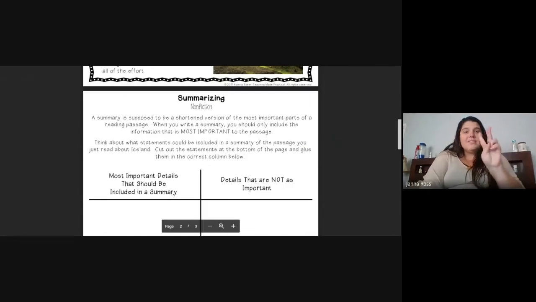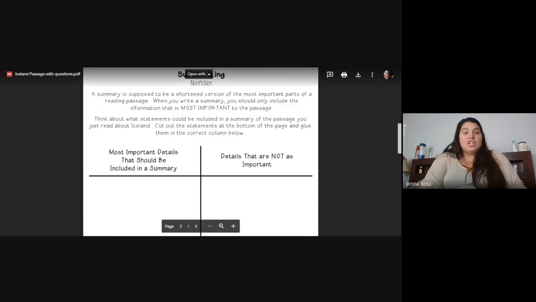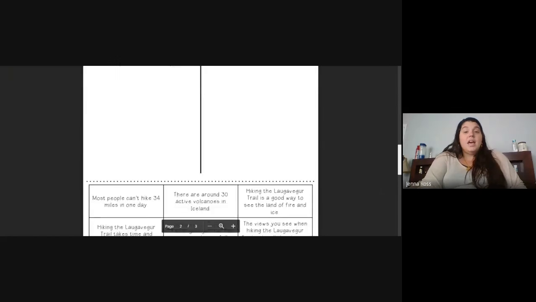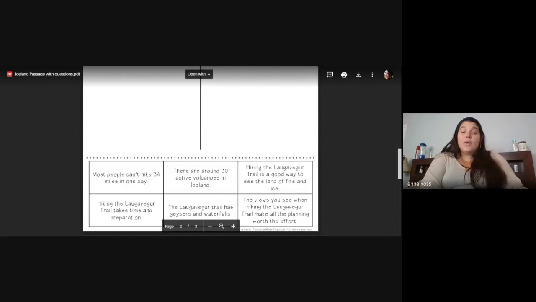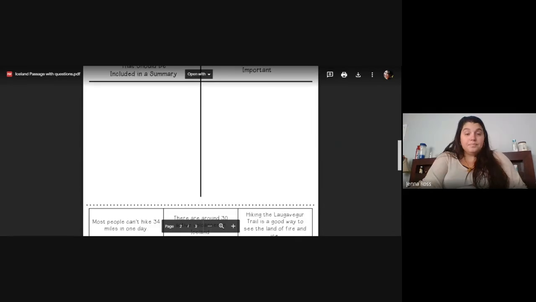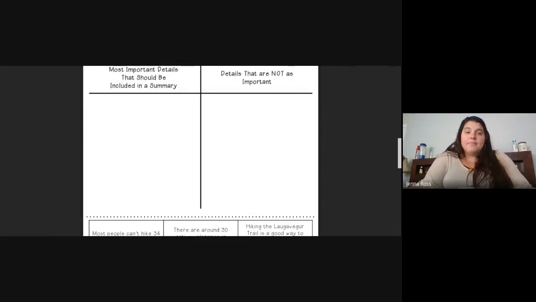So there are two activities I want you to do when we part from each other. The first is summarizing nonfiction, and it's a T chart that you can cut out if you have scissors and glue. If not, you can just write it and then cross it off. So, for example, most people can't hike 34 miles in one day. Decide which side it belongs on and write that sentence on the correct side. And then you can cross it off. If you don't have scissors and glue, that's okay.